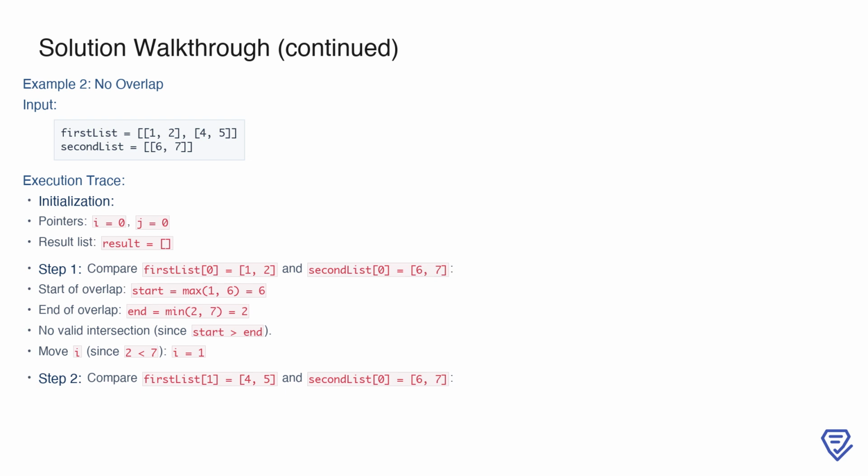First, we compare [1, 2] from first list with [6, 7] from second list. The start of the overlap is 6, and the end of the overlap is 2. Since the start is greater than the end, there is no valid intersection. In this case, we move the pointer i to the next interval in first list because the end of [1, 2] is less than the start of [6, 7]. Now, i is 1, and j remains 0.